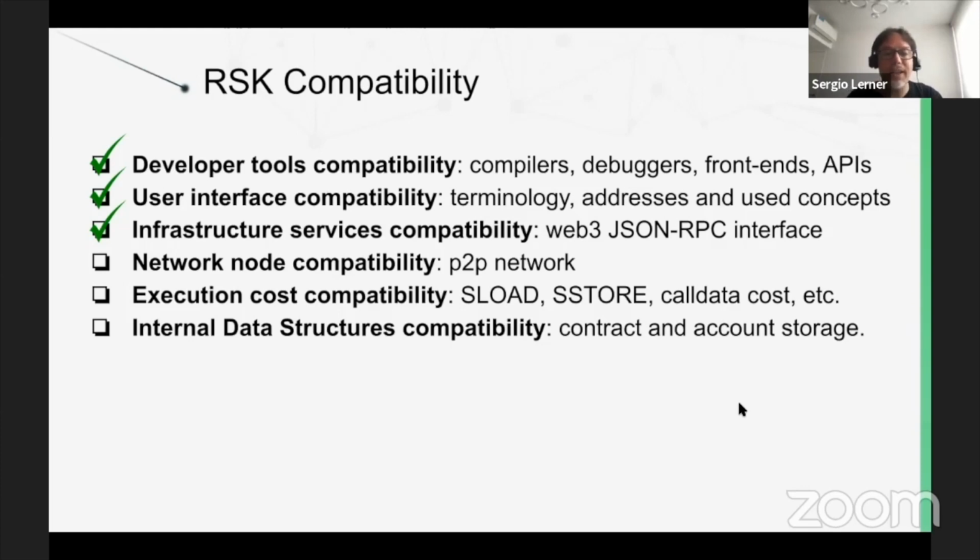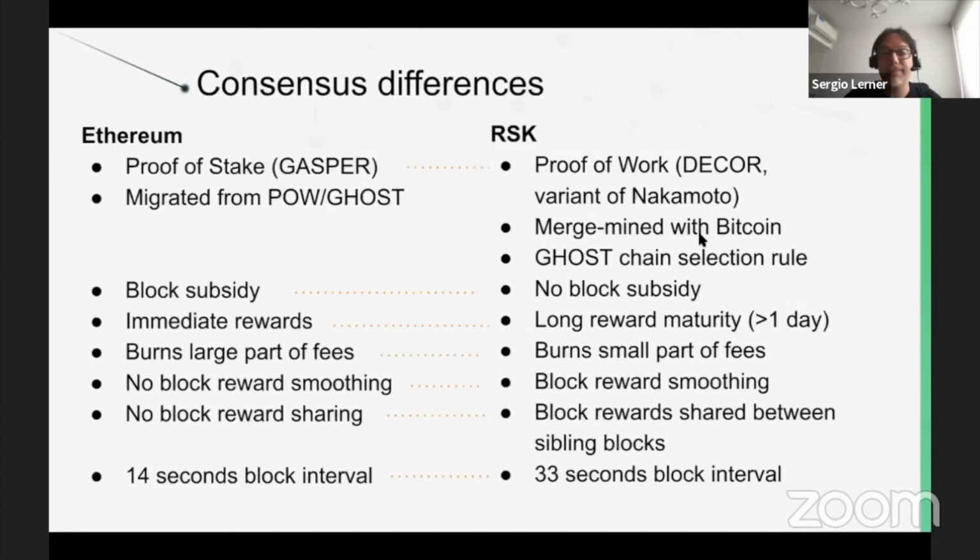And the internal data structures of a node are really different. This is very important because since the beginning of Rootstock, we've created data structures that are more efficient to scale. So these are the main differences.